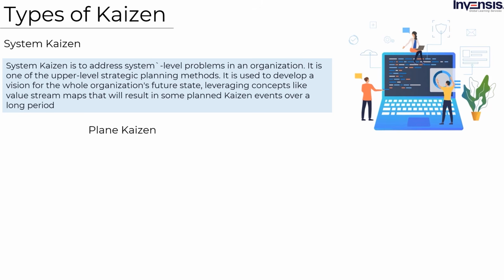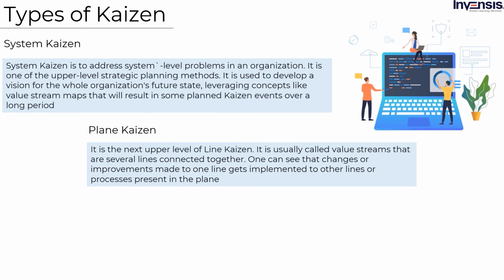Plane Kaizen is the next type of Kaizen. It is the next upper level of line Kaizen. It is usually called value streams, that are several lines connected together. One can see that changes or improvements made to one line get implemented to other lines or processes present in the plane. The last type is Cube Kaizen.